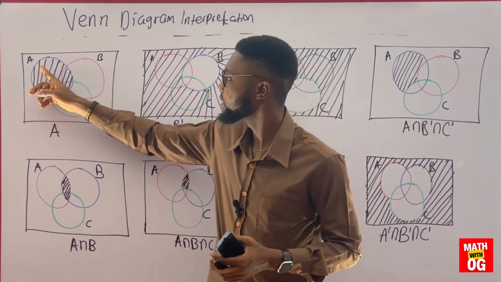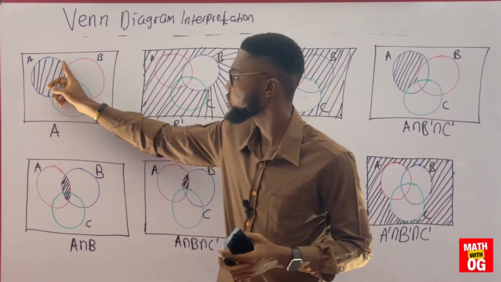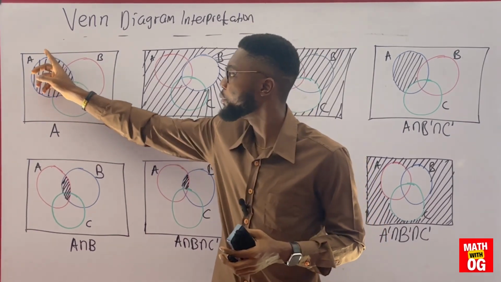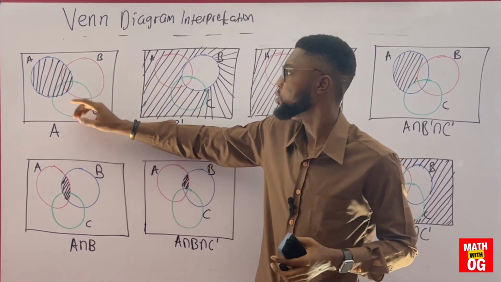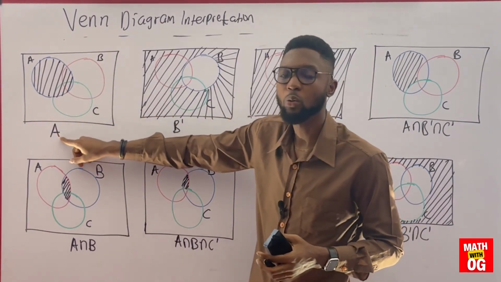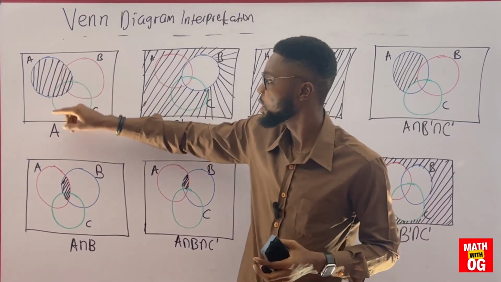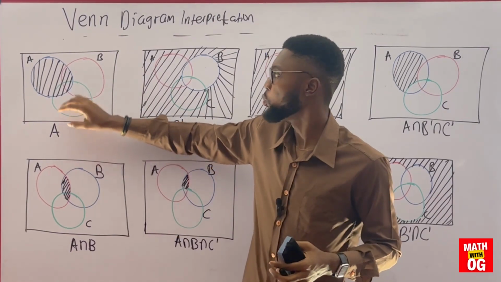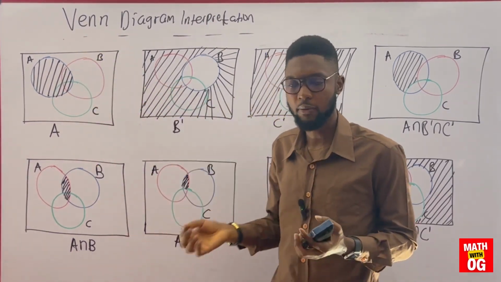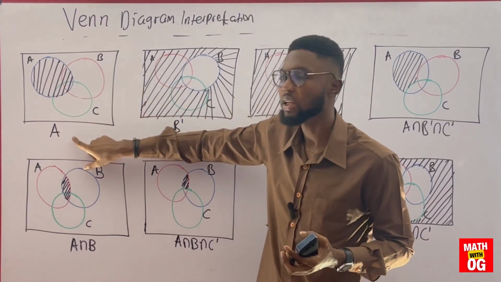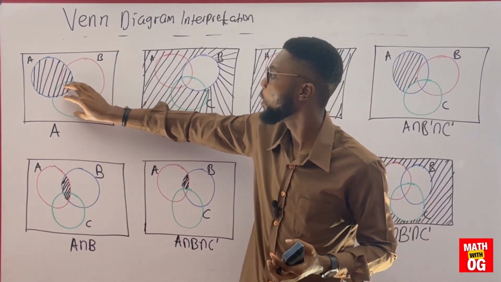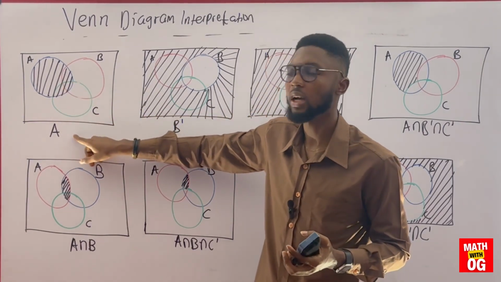Now, from what you can see here, everything in subset A is shaded. So if you are asked to interpret this Venn diagram, your answer is simply A. So this Venn diagram is equal to A. What was shaded was subset A. We can use this to form other Venn diagrams. That means if all that was shaded was just the B part, the Venn diagram will be B. And if all that was shaded was just the C part, the Venn diagram will be C.